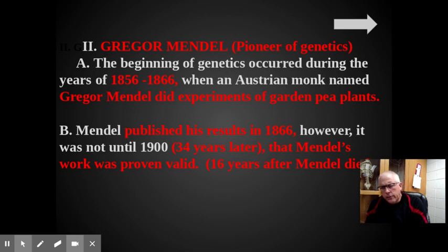Now, understand, a lot of people say, well, he was a monk. What would a monk know about genetics? But he was educated, as you could tell from the video. He went to college. He studied botany and took science classes, and then he went into the monastery. So he was well educated, and he did these experiments.